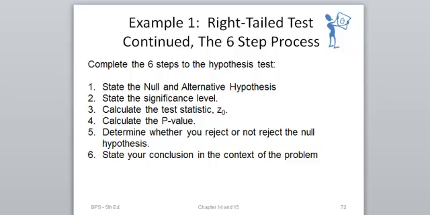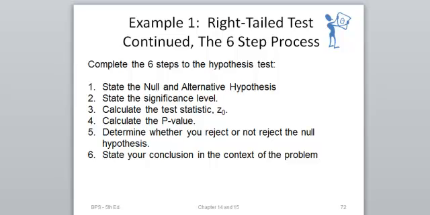So we're going to state the null and alternative. We'll state the significance level, which was given in the problem as 0.05. We'll calculate our test statistic, then we'll calculate the p-value, and then we're going to determine whether we're going to reject or not reject the null hypothesis. We're going to state our conclusion in the context of the problem.